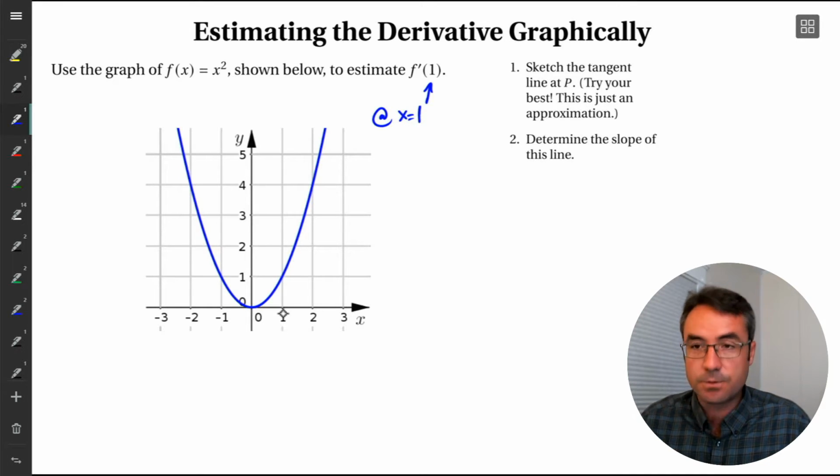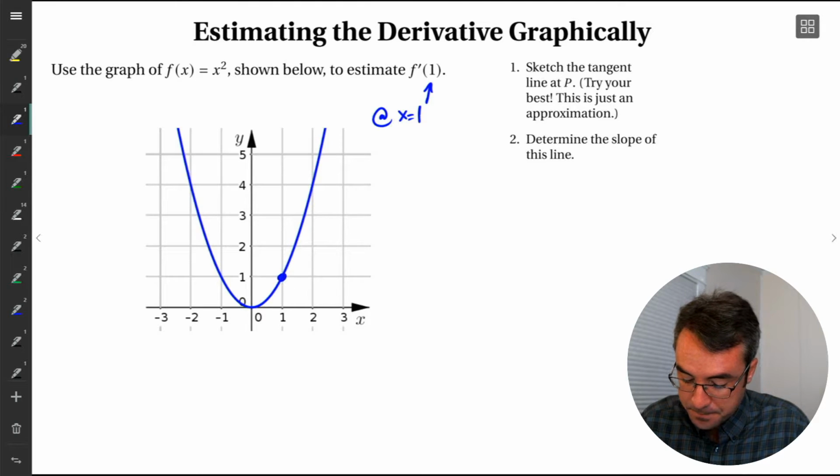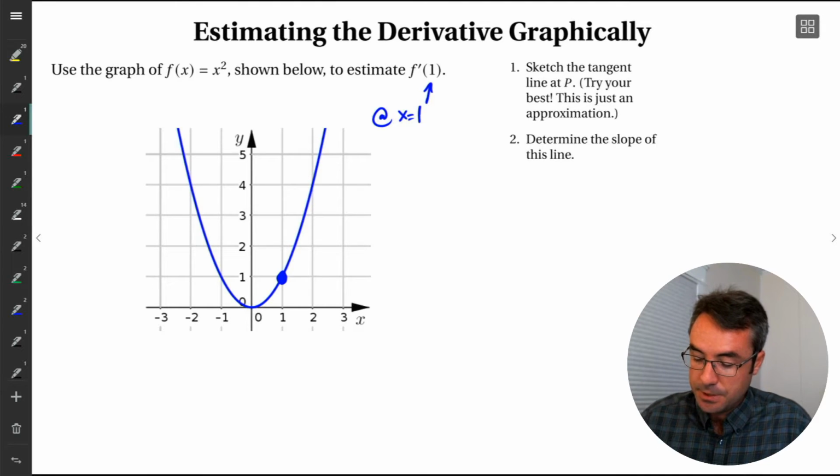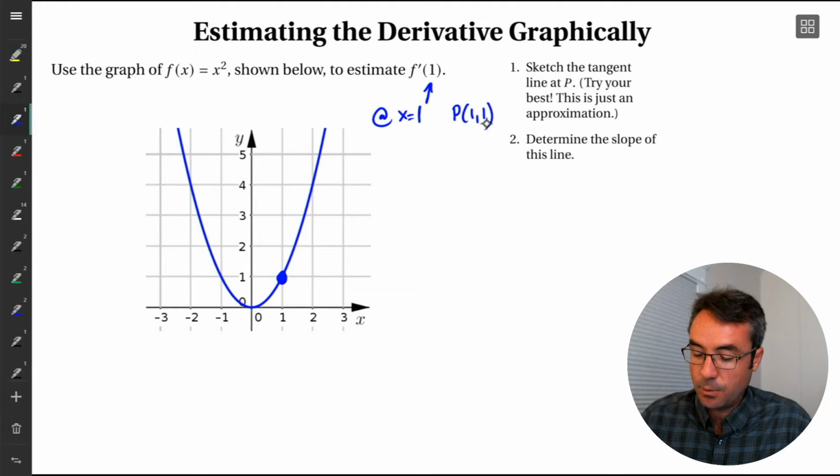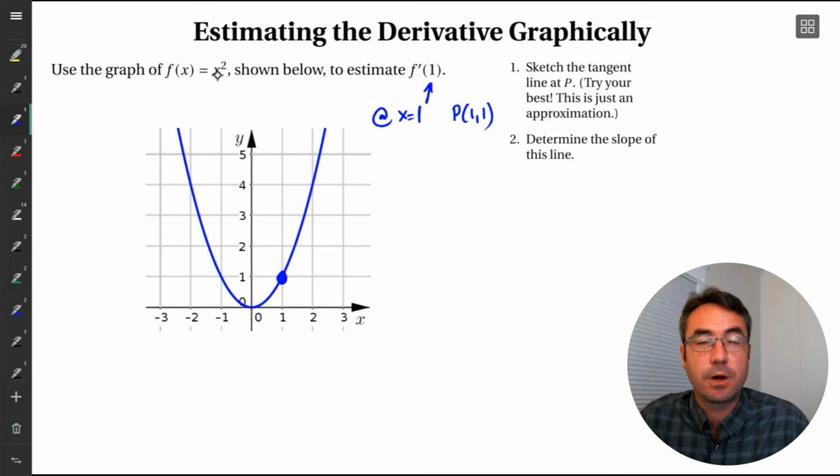So we go x equals 1 on our x-axis, read up until we see the corresponding point on the curve. So point P has coordinates 1, 1. And we could also get the y-coordinate by just plugging in directly into our original function x squared here. So we can see from the graph, it looks like point P has coordinates 1, 1. But we could also get the y-coordinate by plugging in our x-coordinate. All right, so we know where we're going to be drawing the tangent line. Now let's actually draw it.